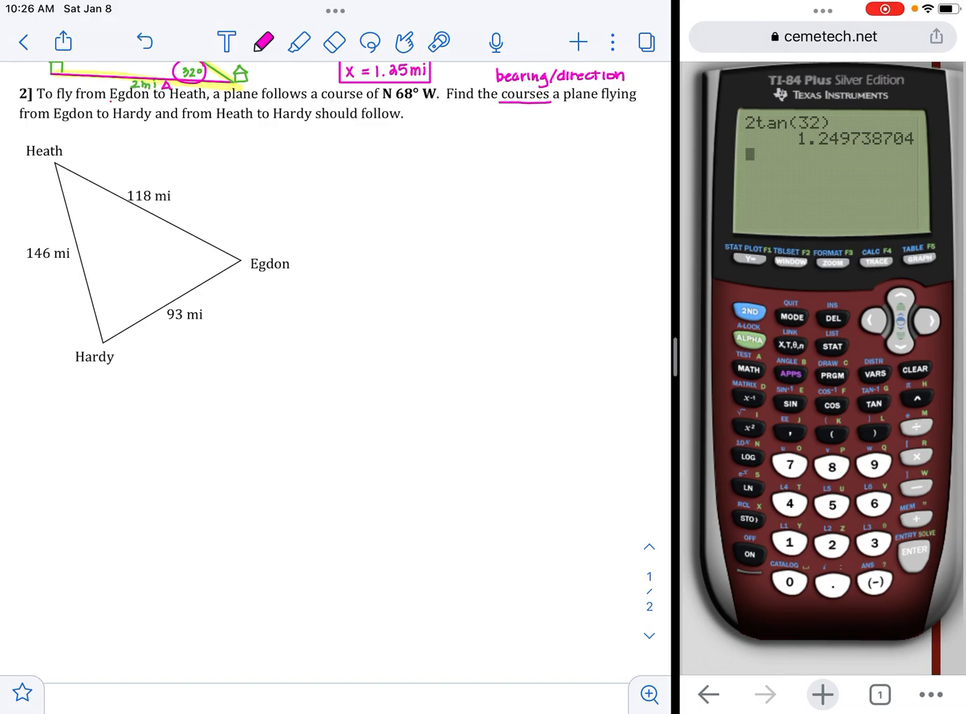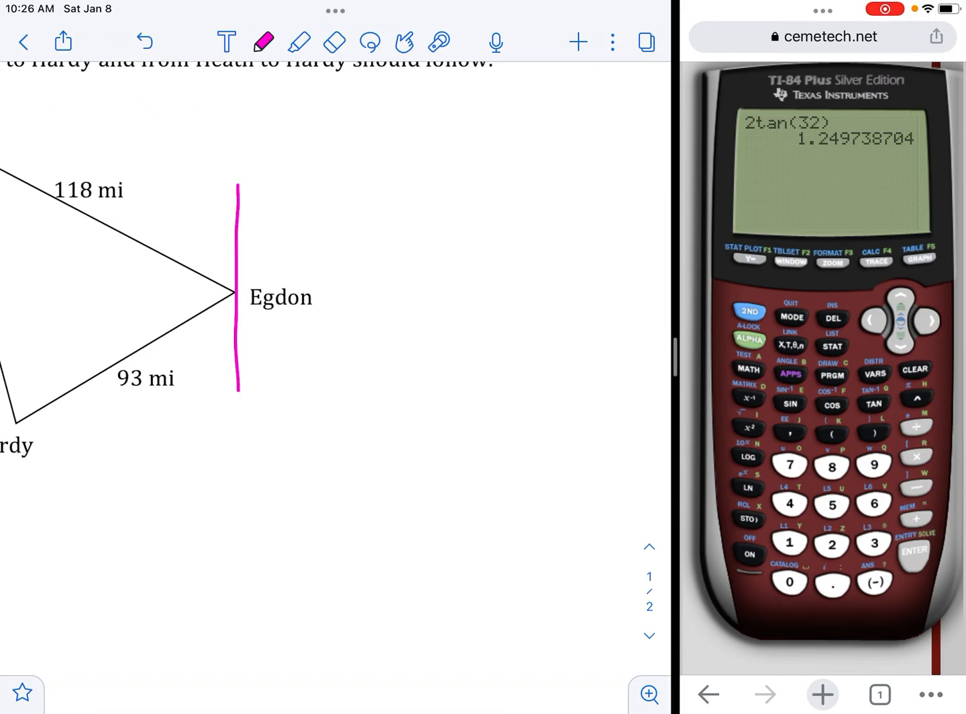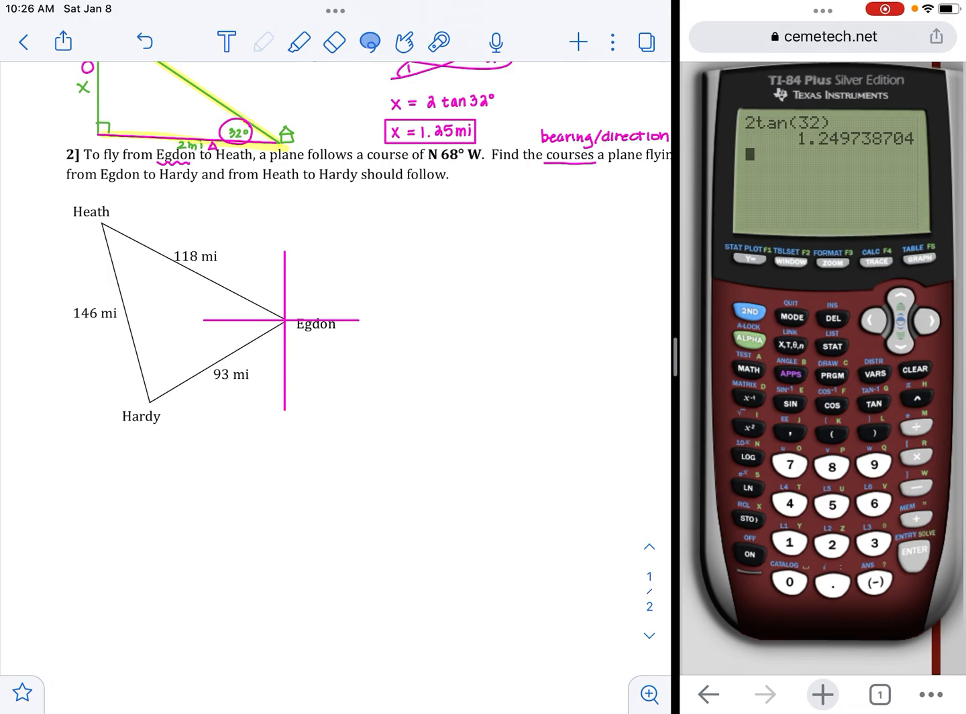Okay, so it starts off by saying to fly from Egdon to Heath. So since you're flying from Egdon, that's our starting point. That's where we're going to draw our compass. So I'm going to draw a compass at Egdon. It's already got the point of where Egdon is. So I am just going to draw what looks like an X and Y axis, but really is my north, south, east, west compass. Okay, so I'm also going to label it, never eat soggy Wheaties.